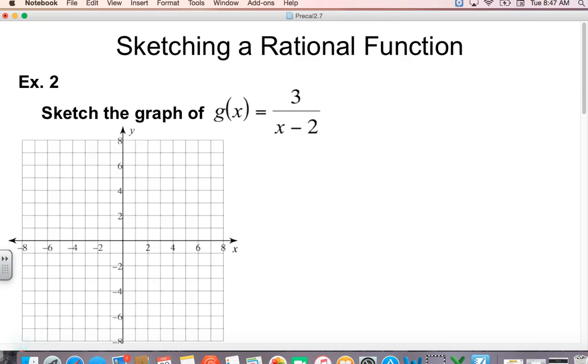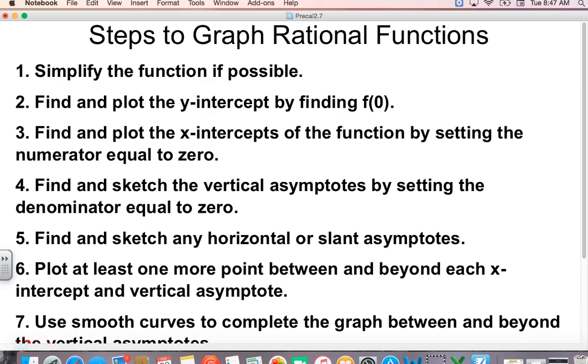Okay, so first we need to simplify the function if possible. Well, you can't simplify this because there's nothing that'll factor up top or bottom. So we can't really simplify, nothing will cancel out. All right, so first find and plot the y-intercept by finding f of 0.